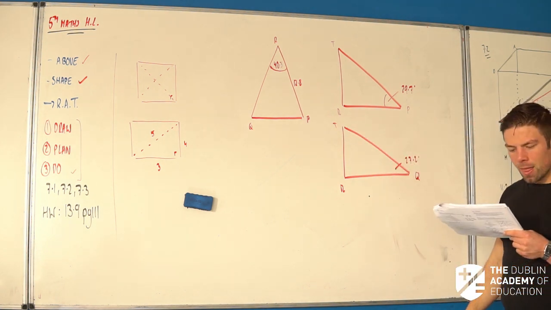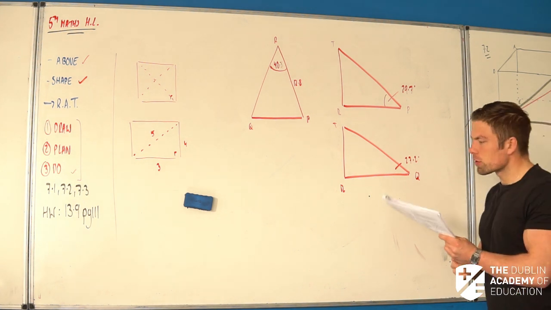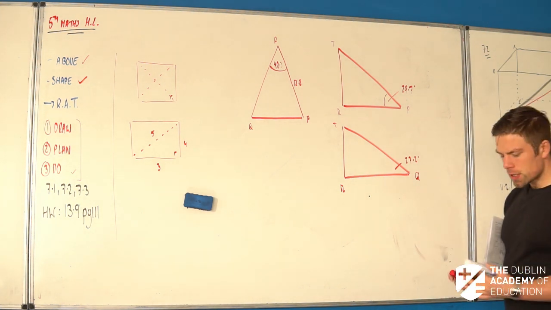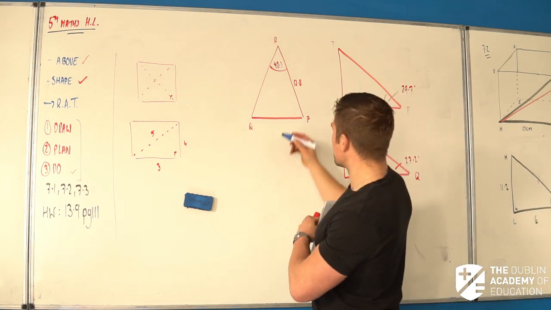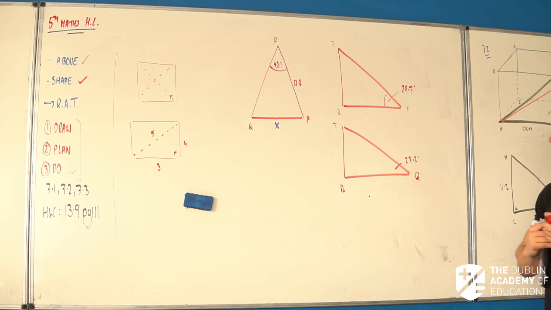Grand. And then it says calculate the distance between P and Q. So we want to find this, P and Q. Now they give you a hint. They say hint, find the top of the tree first.